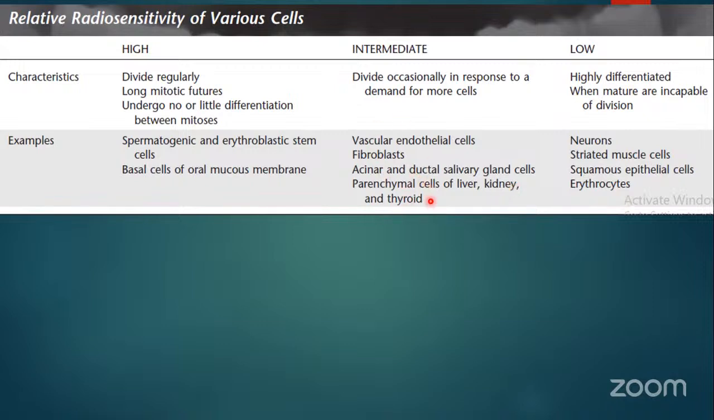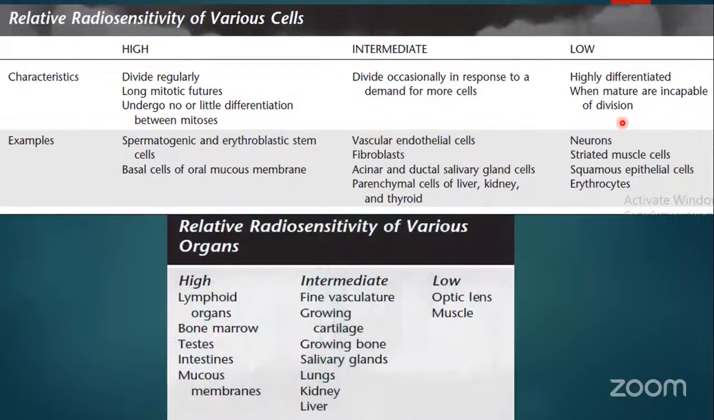And these come under the intermediate category: vascular endothelial cells, fibroblasts, acinar and ductal cells of the salivary glands, and parenchymal cells of liver, kidney, and thyroid. So this is the relative radiosensitivity of different types of cells.